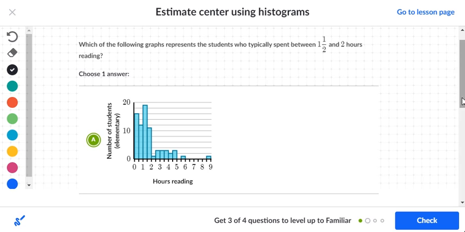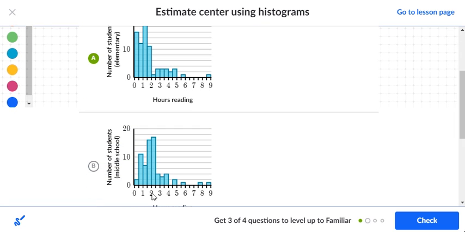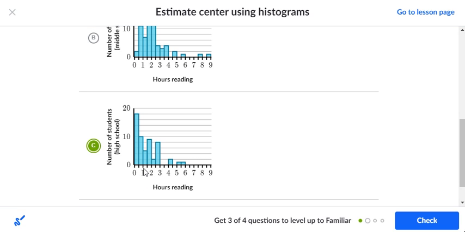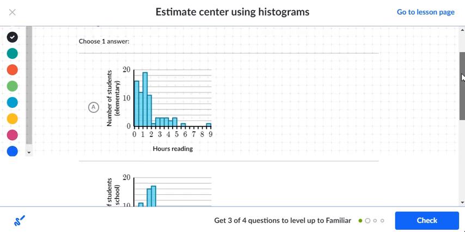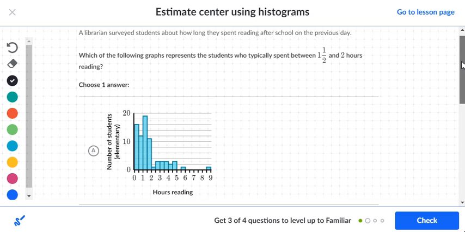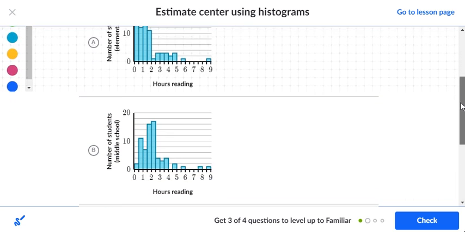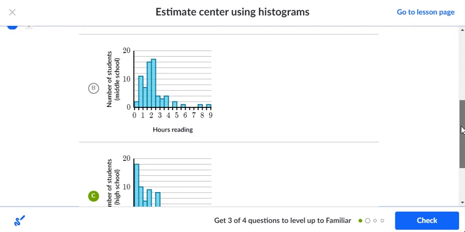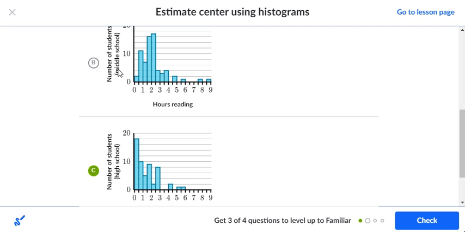So let's see what the next choice would be. So right here, this would be the 1.5 and 2 here, and this would be the 1.5 and the 2 there. So looking at this, we want the emphasis to be on the 1.5 and 2. So which one would be better results for it? So the better one, I believe, would be B because it's taller.